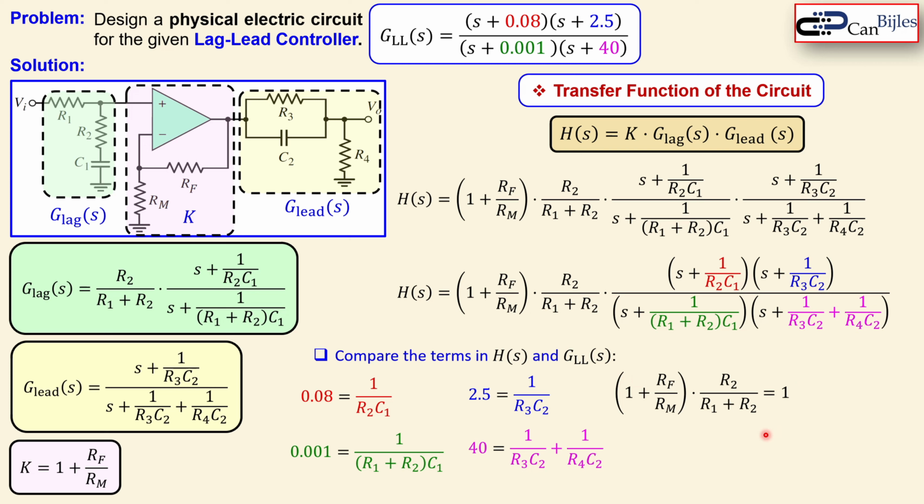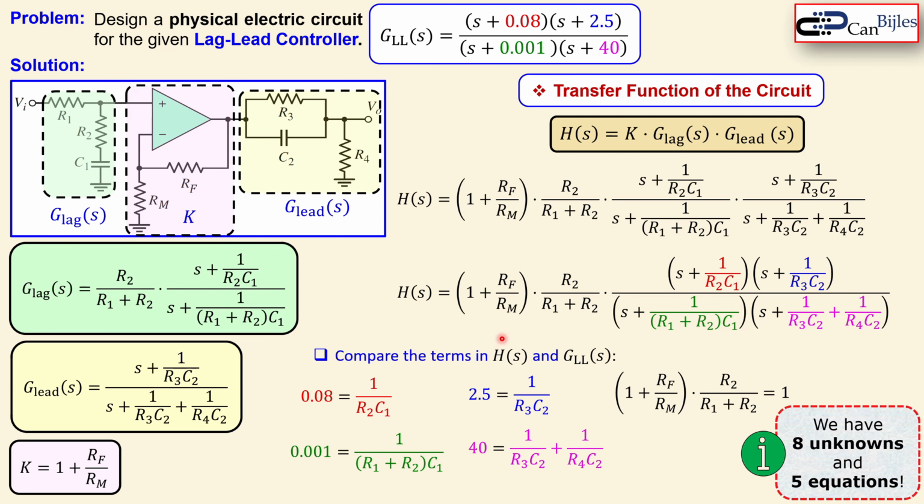So let's take these together. What we see is we have 1, 2, 3, 4, 5 equations. And how many unknowns do we have? Let's see the circuit: 1, 2, 3, 4, 5, 6, 7, 8. So we have 8 unknowns and only 5 equations. So we need to really select 3 of them. That is actually what we need to do.